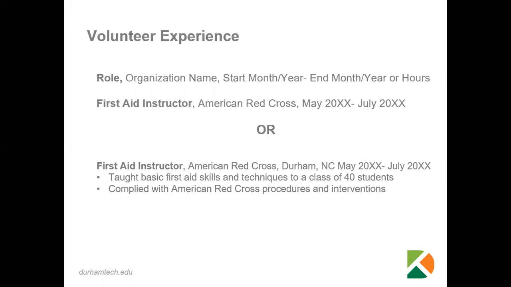Or you can list it like you do your regular jobs or the positions that are in the experience section. So example, first aid instructor, comma, American Red Cross, comma, Durham, North Carolina, May 20 something to July 20 something. A bullet that says taught basic first aid skills and techniques to a class of 40 students. And the second bullet says complied with American Red Cross procedures and interventions.